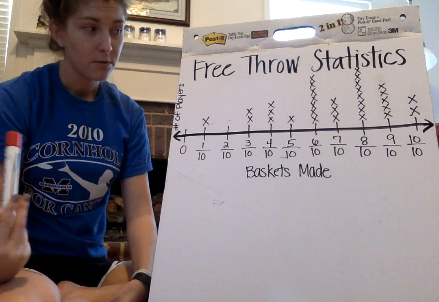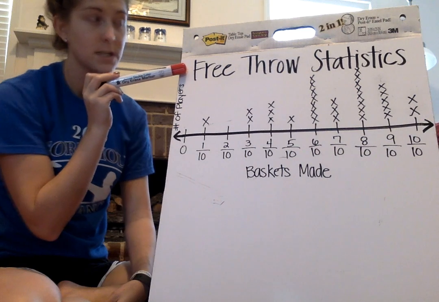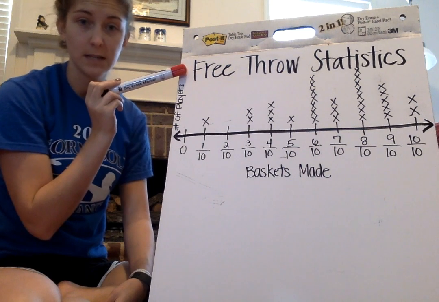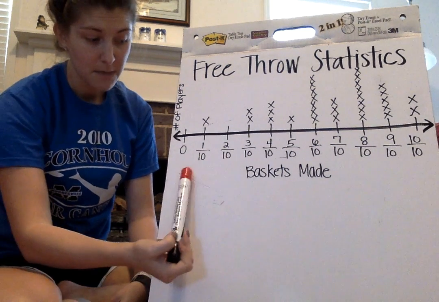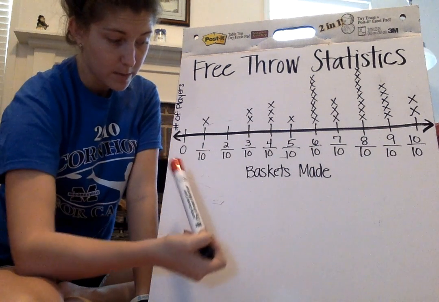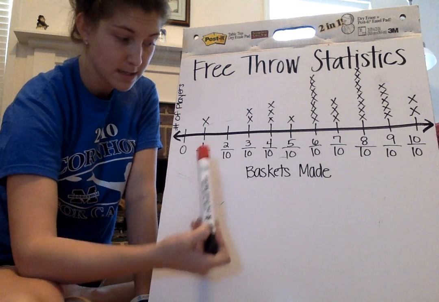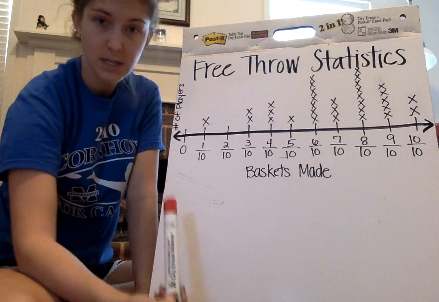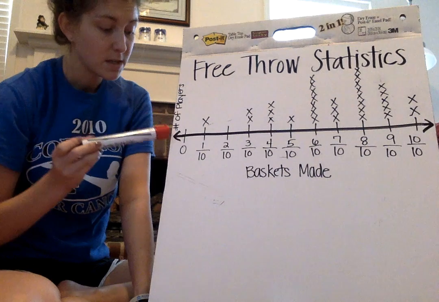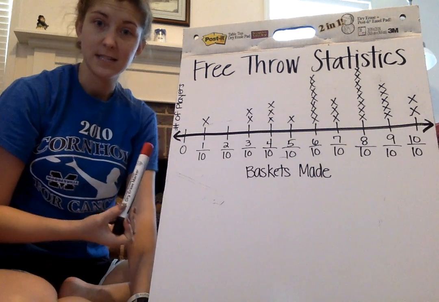Just to start off, this is a line plot. The free throw statistics is the title of this line plot. The baskets made, that is this axis title right here. We talk about our different fractional pieces down here, 1/10 of the baskets, 2/10 of the baskets, 3/10 of the baskets. This over here, the X's represent the number of players that are on the team.